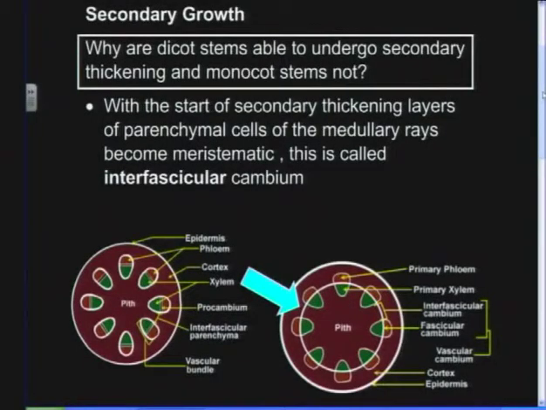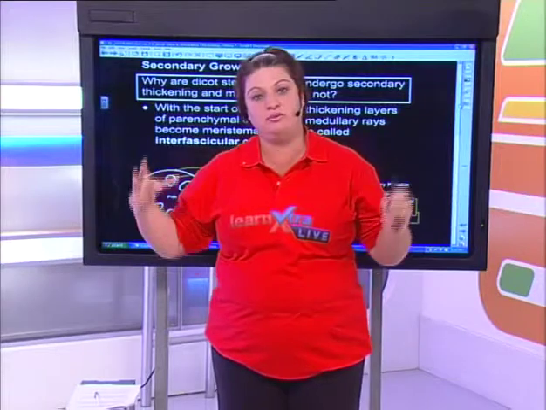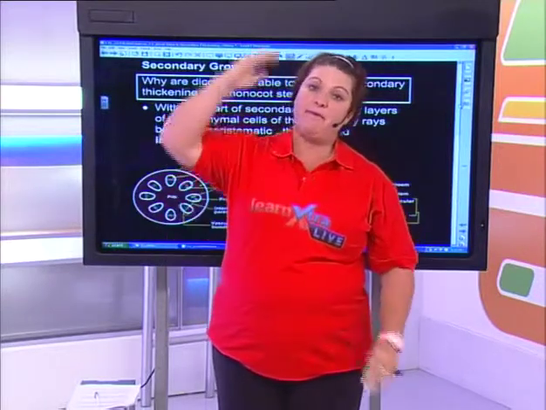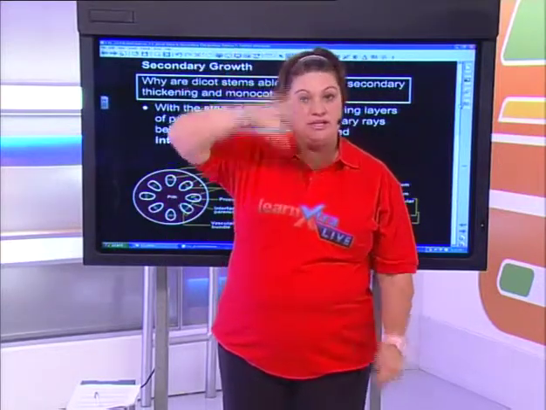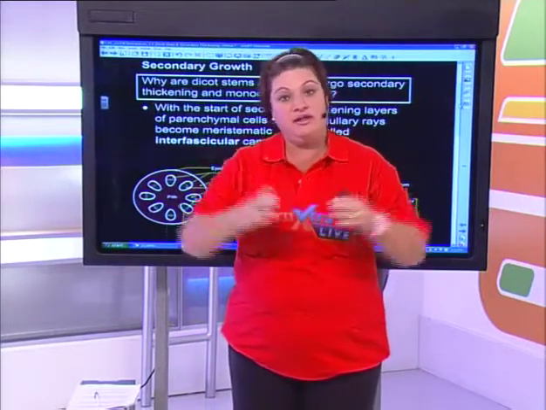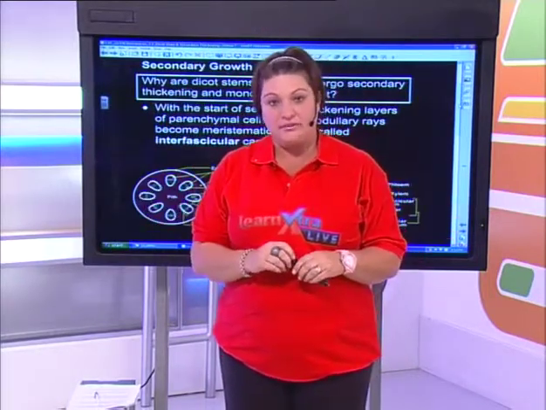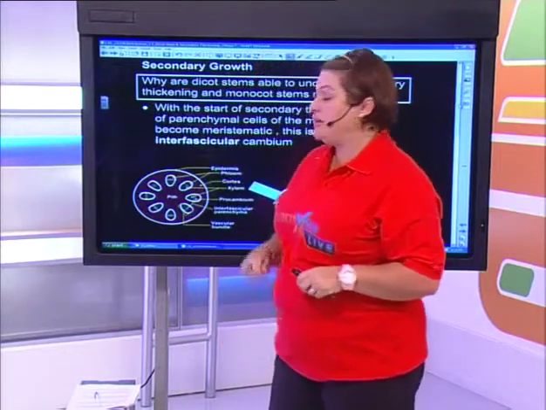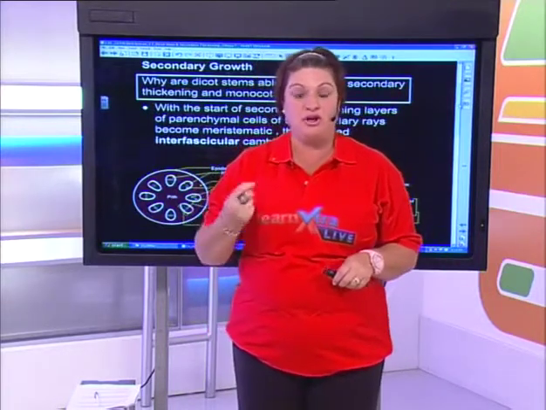First thing, what is secondary thickening? It's when the plant has the ability to increase in width. Remember, primary growth, increase in height, going up and going down. Secondary thickening, going wider. So again, you must remember your terminology.